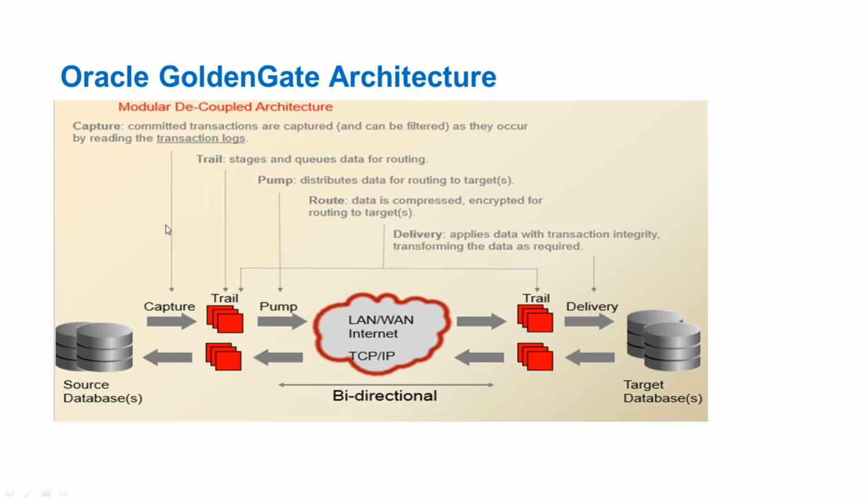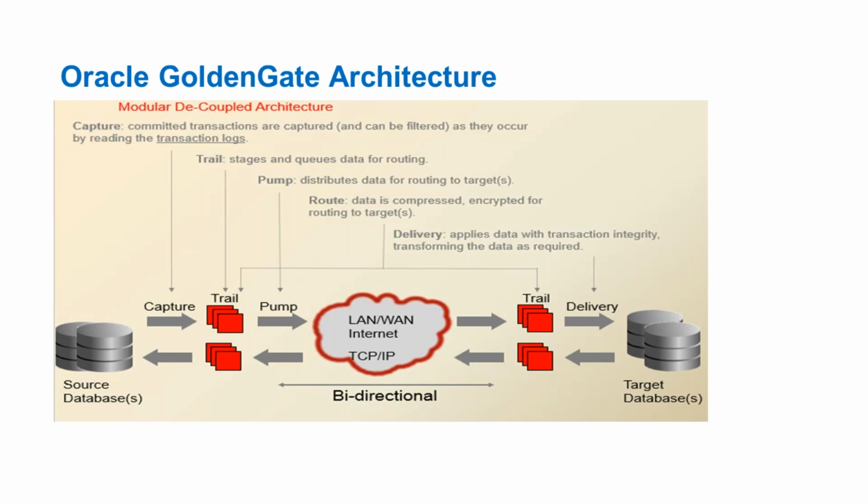So the capture process works as the extract mechanism. It extracts the changes, whatever changes are happening to the database. The data pump process works as a data messenger, so it sends the data over the TCP/IP network. And the delivery process, also called the replicate process, replicates the data to the target database.